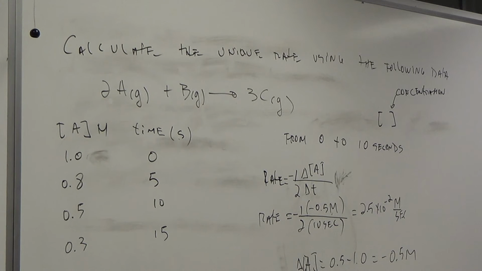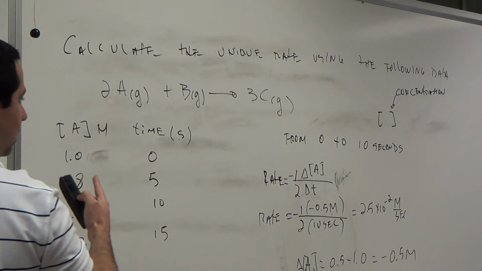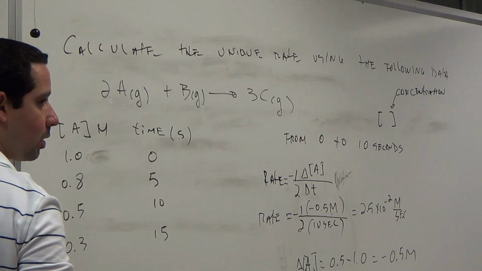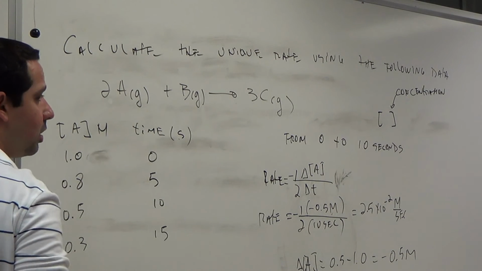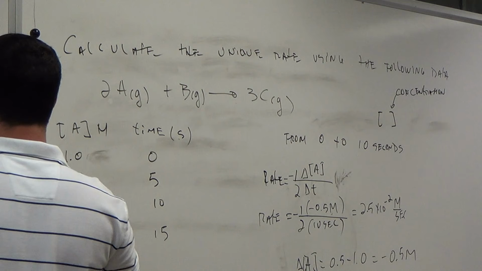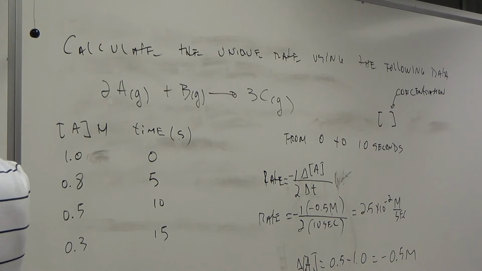Do I have to find what happens to B in order to calculate another unique rate? The rate group. No. Do I have to find the concentration of C to calculate the other unique rate? No. I only need to follow what? One concentration, and then when I follow that one concentration, I can calculate the rate for everybody, because this is called the unique rate. Yes or no? Okay? I only need to follow one, whichever is easier.